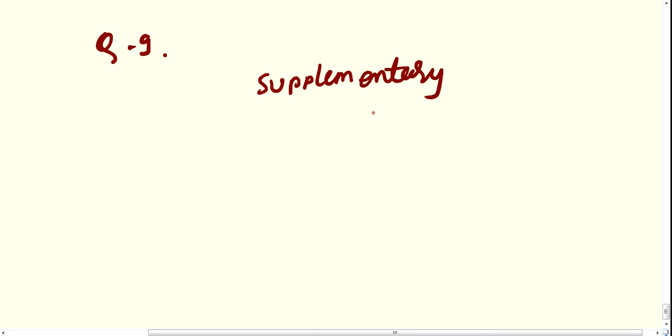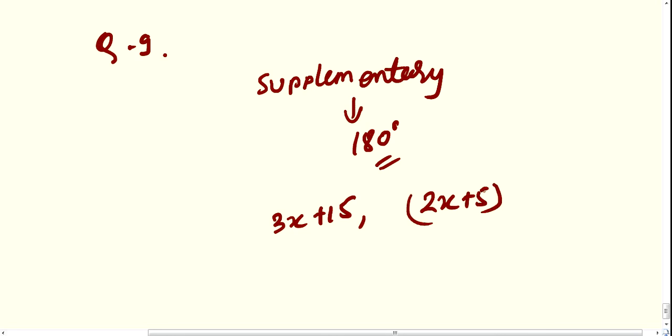Next question you can solve. Then question number 8 and question number 9 are both the same. I am solving question number 9 here. The measures of two supplementary angles: the term given to you is supplementary, and you know very well that supplementary means 180 degrees. So two supplementary angles are given to us. The first one is 3x plus 15 and the second one is 2x plus 5 degrees.